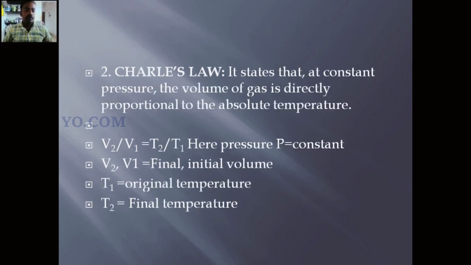Next one is Charles's law. It states that at constant pressure, the volume of the gas is directly proportional to the absolute temperature. The three parameters considered are temperature, pressure and volume. If temperature is constant, volume and pressure are inversely proportional. If pressure is constant, temperature and volume are directly proportional. V2 by V1 equals T2 by T1, where pressure is constant. V1 and V2 are the initial and final volumes, T1 is the initial temperature, and T2 is the final temperature.